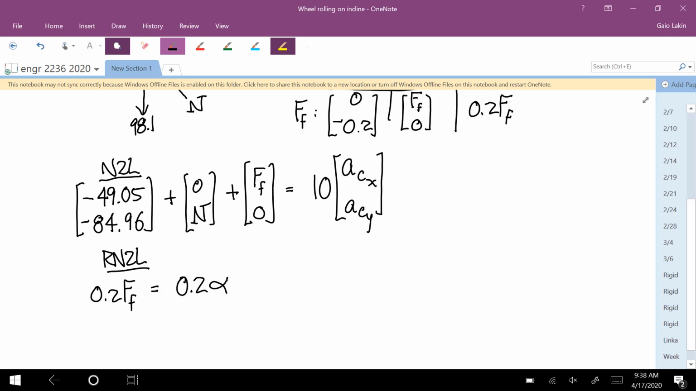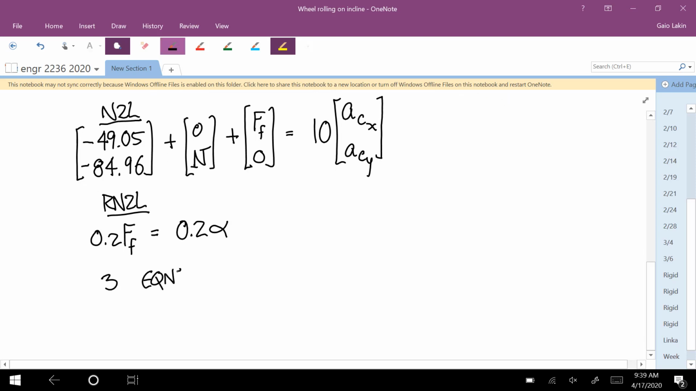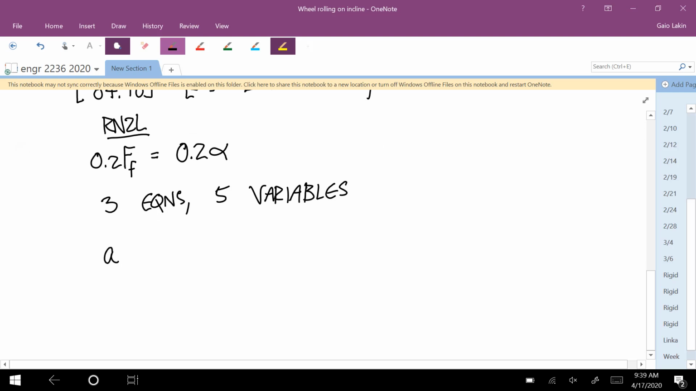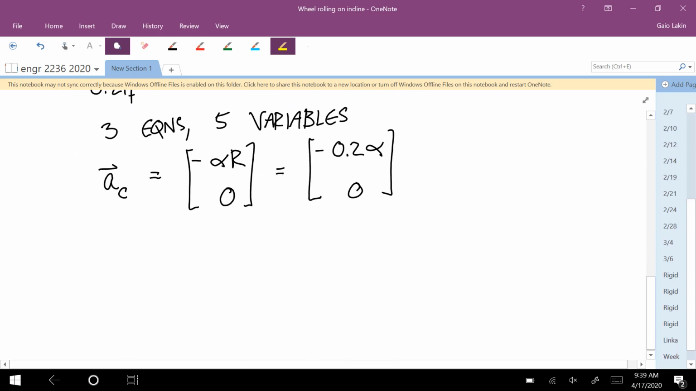Okay, so how many variables do we have? We have 3 equations, and 1, 2, 3, 4, 5 variables. So that's not going to work yet. But anytime you have a rolling problem, you need to use the rolling without slipping equations. And the acceleration for rolling without slipping, the acceleration of the center of the object is equal to negative alpha r, 0 if you're using this rotated coordinate system. And so that's negative 0.2 alpha, 0. And now we can substitute that into Newton's second law.